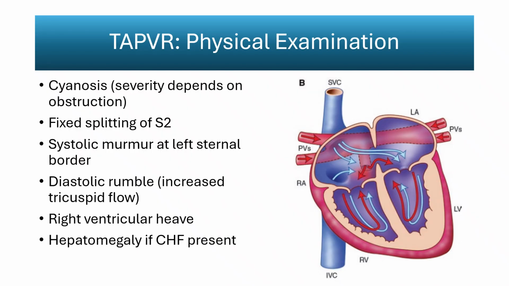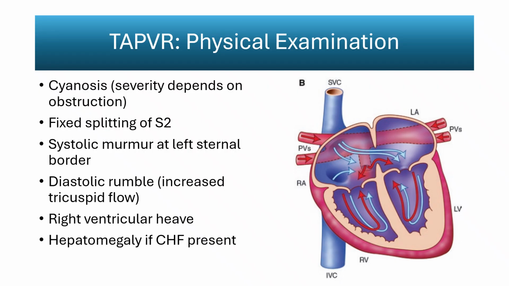On examination, cyanosis is present in all forms of TAPVR, with severity reflecting the degree of venous obstruction. Fixed splitting of the second heart sound is a consistent finding, caused by chronic right ventricular volume overload. A systolic murmur may be heard along the left sternal border, generated by increased flow across the tricuspid valve. When a patent ductus arteriosus contributes to pulmonary flow, a continuous murmur may also be present. A diastolic rumble can sometimes be appreciated, reflecting augmented tricuspid inflow. The right ventricular impulse is often prominent, and hepatomegaly may be evident if congestive heart failure has developed.